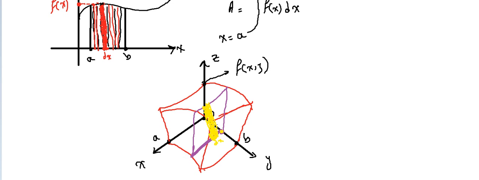The area of this yellow rectangle is equal to simply the width of this yellow rectangle times the height of this yellow rectangle. The width is the x and the height is simply this, which is f of xy, which is z. So it's f of xy dx, because it's length times width, or width times height, whatever.